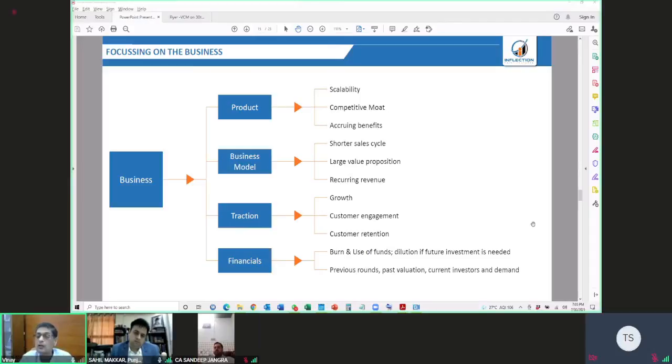Is your burn too much? Are you using the funds properly? Are you diluting yourself too much? How are the valuations? Who are the current investors or the partners you are working with? What is the kind of demand you have? What are the previous rounds? What is the skin of the founder in the game? A lot of things to be looked at when you're focusing on the business.